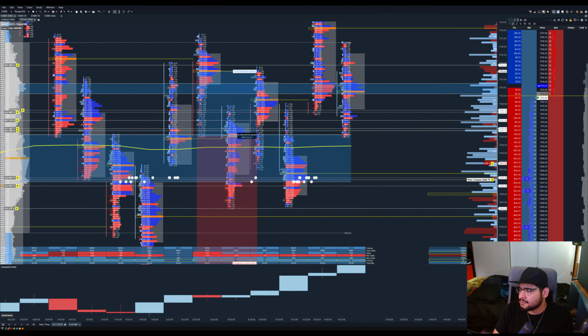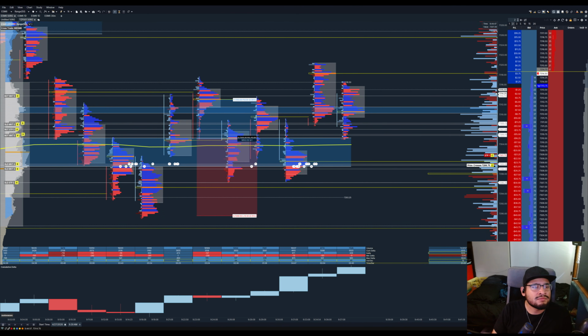Let's see. Man, I really hate how Motive Wave, when you reset the chart scale, it enables the auto scale, and it's something I have to turn off every time. Let's see.